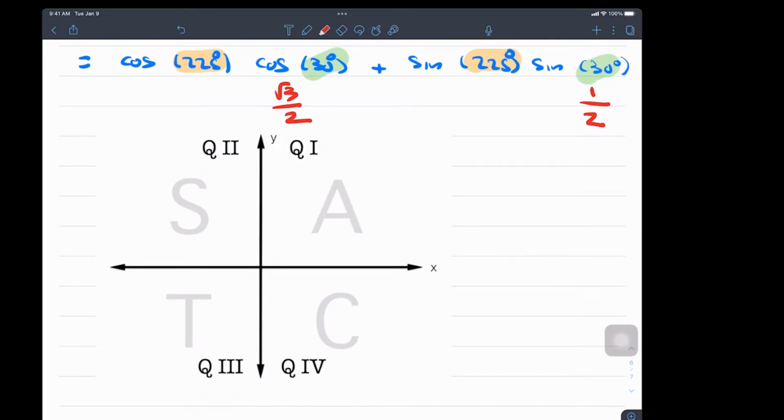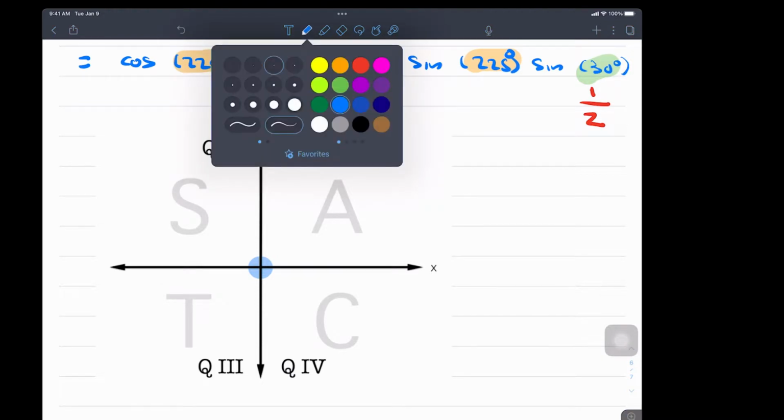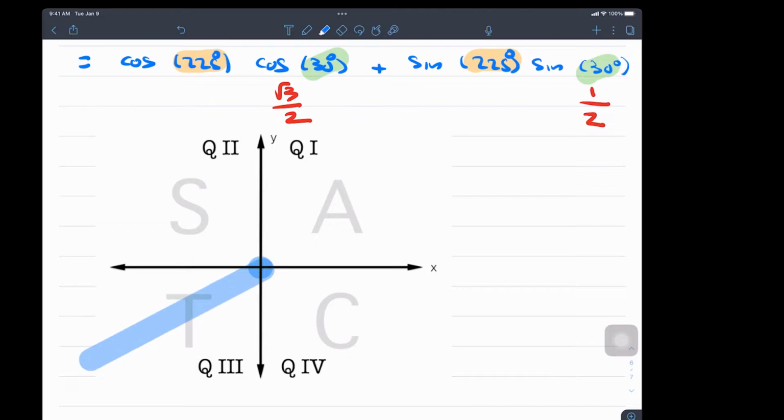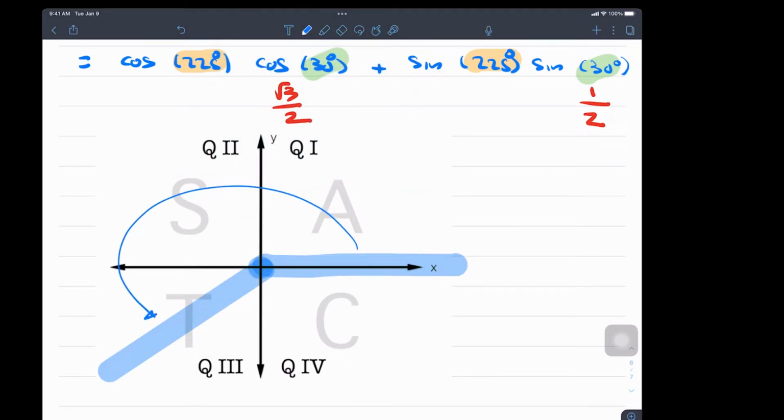So 225, where's that angle? Do you guys know what I mean? It's going to be quadrant 3, right? So we're going to rotate, and that'll be 225 degrees. This over here is going to be what? 45 degrees.